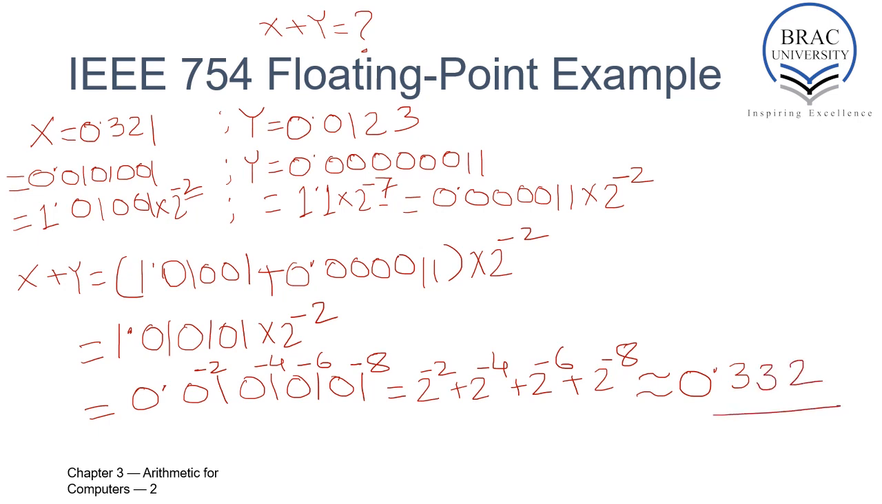0.332. This is the value when we apply the IEEE 754 floating point addition rule, and the exact value of x plus y would be 0.333. As you can see, both of these values are very close, so we can say that the result we got using IEEE 754 floating point representation is the correct one.